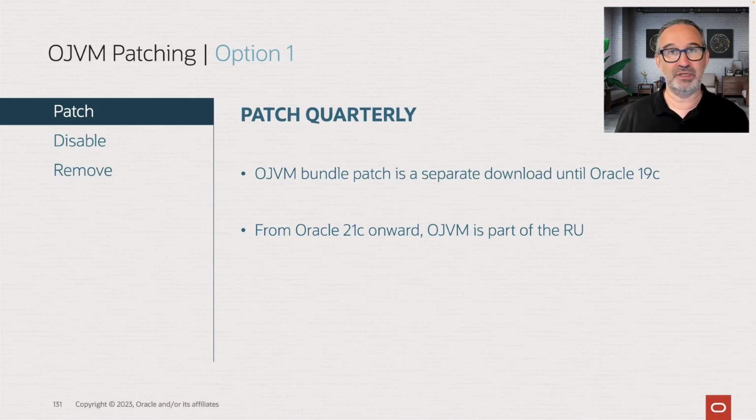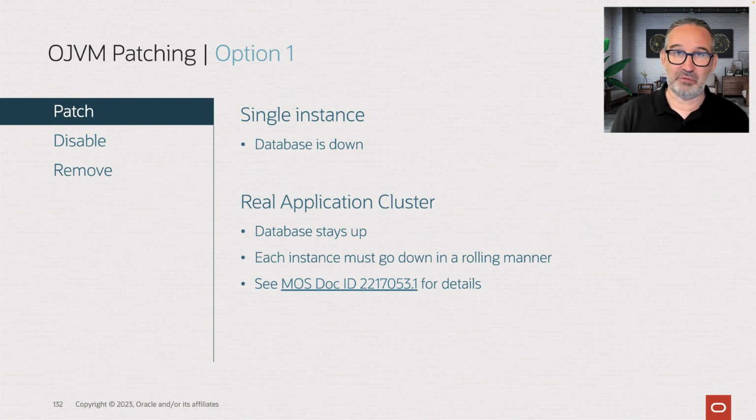Option number 1 is you patch quarterly. The OJVM bundle patch is a separate download in 19C, and from 21C onwards, it's part of the standard database RU, which of course will apply to 23C as well. That is good. No separate download anymore. In a single instance environment, you need to take the database down anyway. But in a RAC environment, you can patch rolling and the database stays up all the time. Of course, each instance must go down, as we explained before, in a rolling fashion.